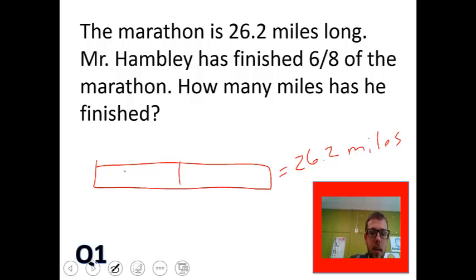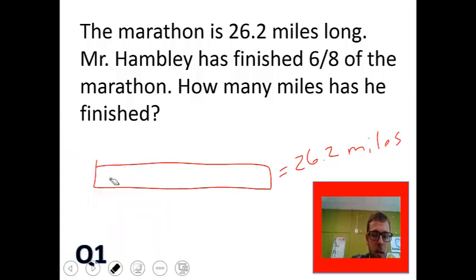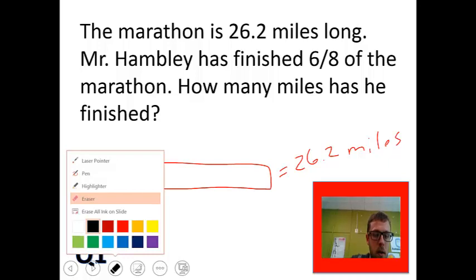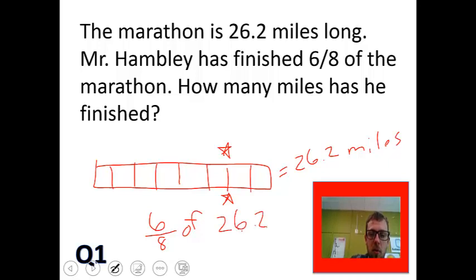So if I divide this into 8 parts, I wonder if I can erase. Make mistakes. Alright, so if I divide this into 8 parts, it's 4 parts, 8 parts. I might be able to figure out where 6/8 is. Alright, I'll let you get started. So we're trying to figure out what is 6/8 of 26.2. You try by yourself. On your marks, get set, go.